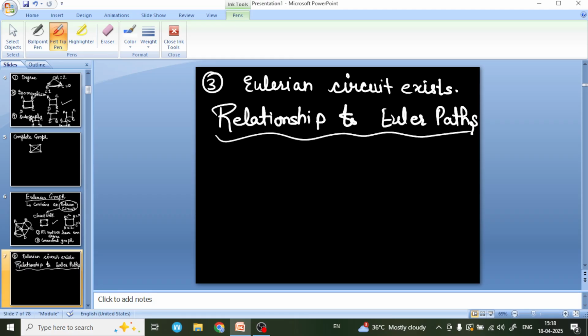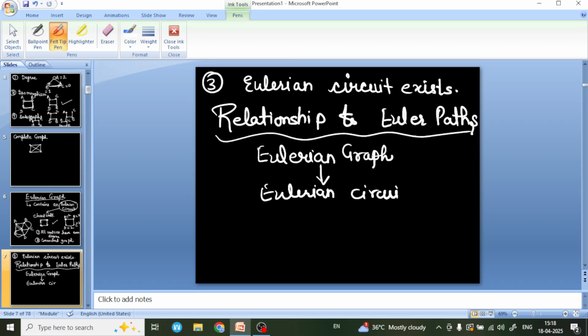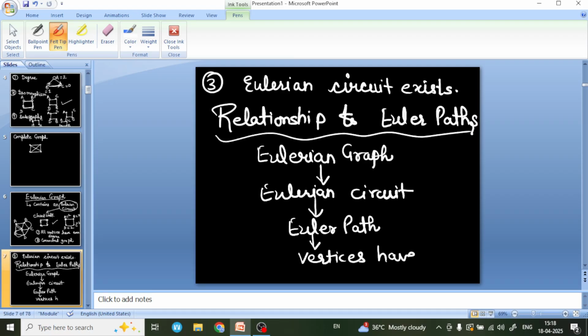Means an Eulerian graph should have an Eulerian circuit, and a graph with an Euler path has vertices with odd degree. In this case, the Euler path will start at one odd degree vertex and end at the other.